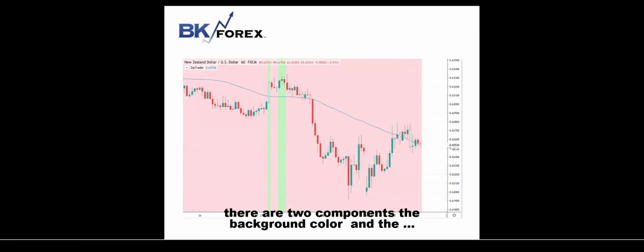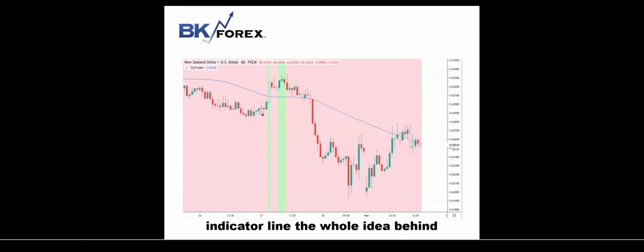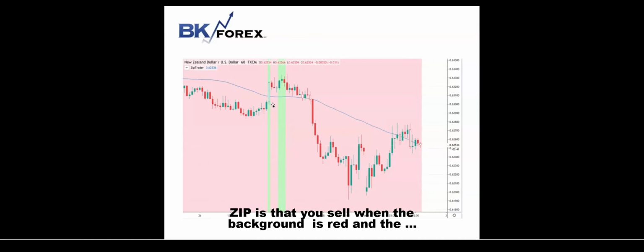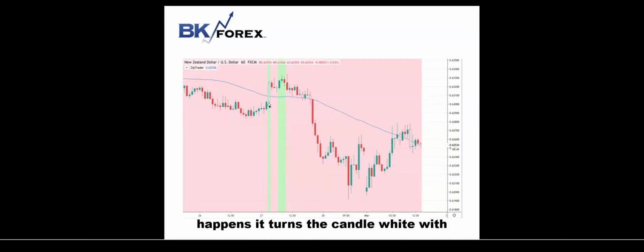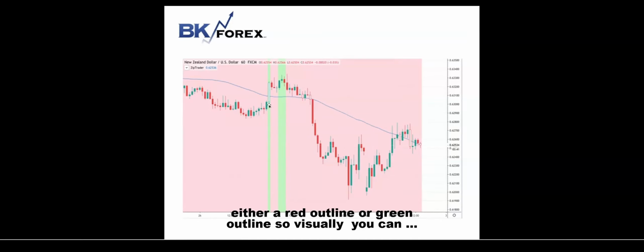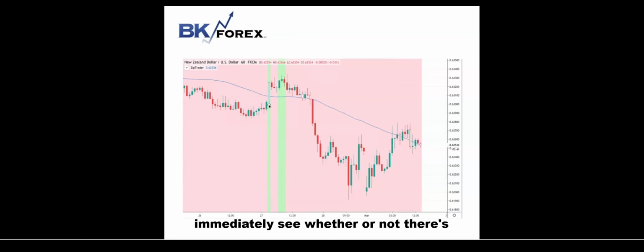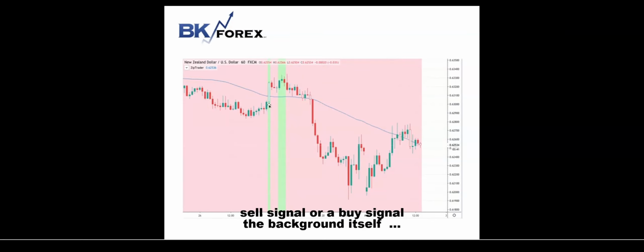There are two components, the background color and the indicator line. The whole idea behind ZIP is that you sell when the background is red and the currency crosses below the indicator line. And you look to buy when the background is green and the currency crosses above the indicator line. Now, ZIP is smart enough that when that happens, it turns the candle white with either a red outline or a green outline. So visually, you can immediately see whether or not there's a sell signal or a buy signal.